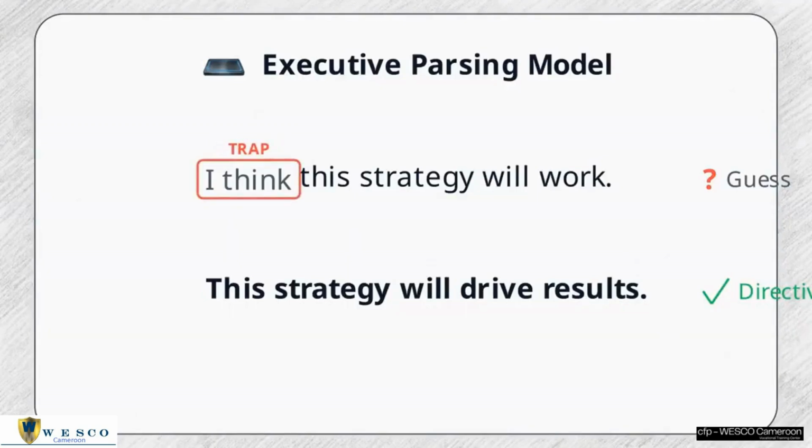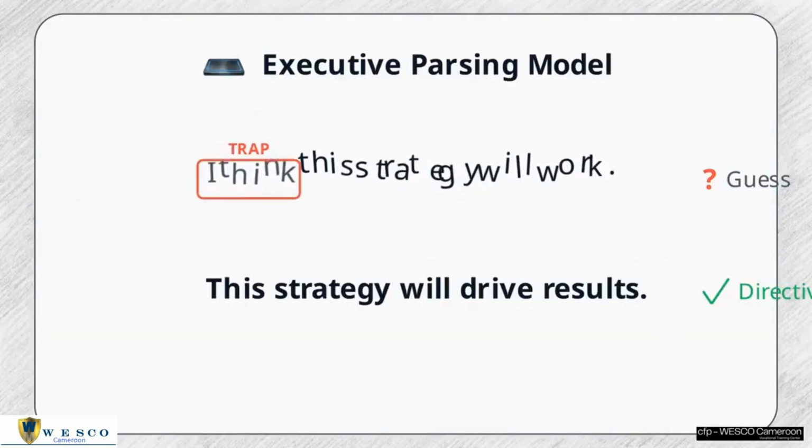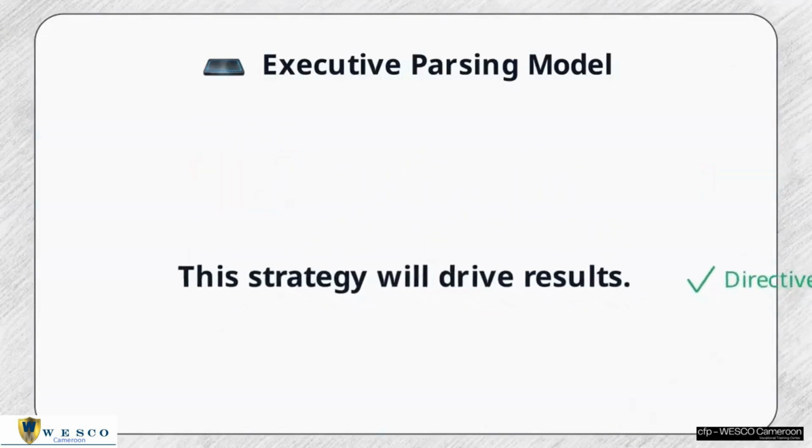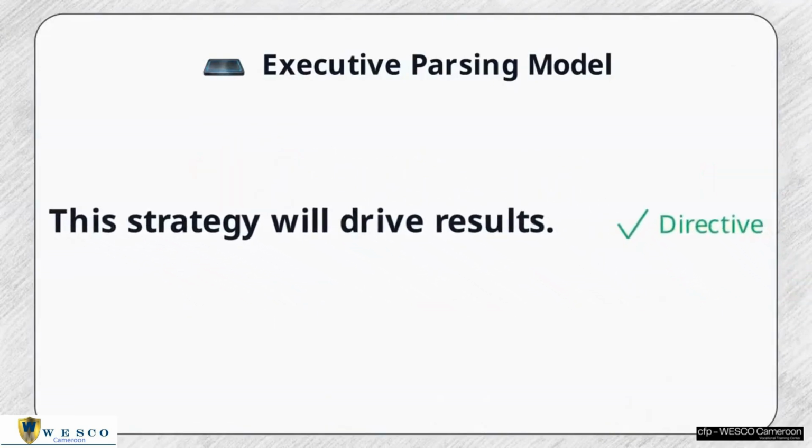Softening your language is a natural habit. It feels safer to leave room for error. But when you are directing global teams, that perceived safety net is a trap. It actively undermines your credibility right when you need the room's full confidence.